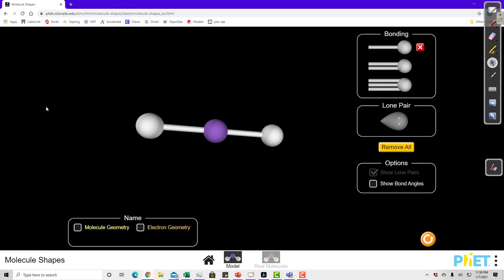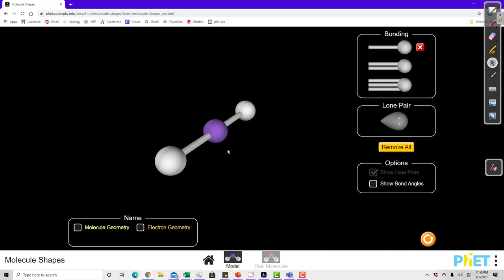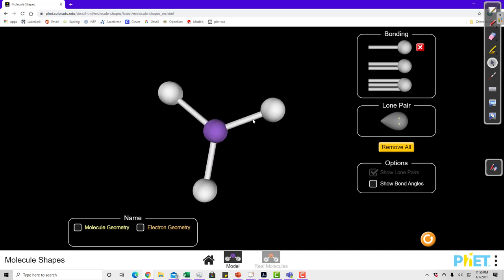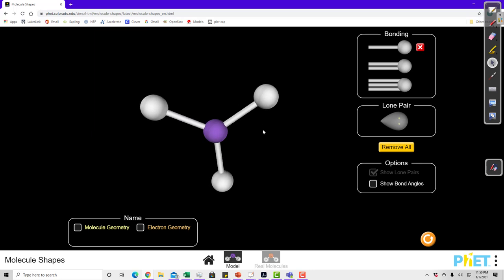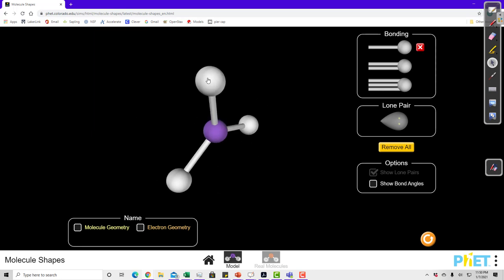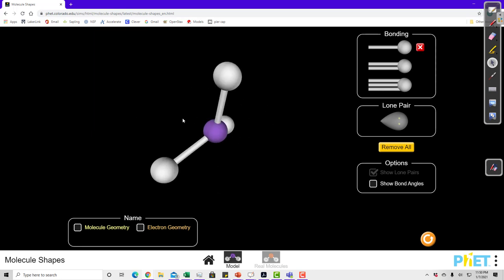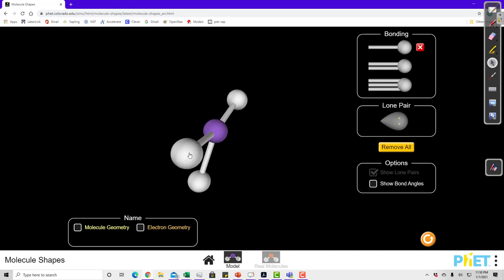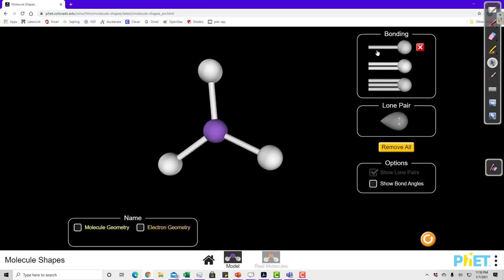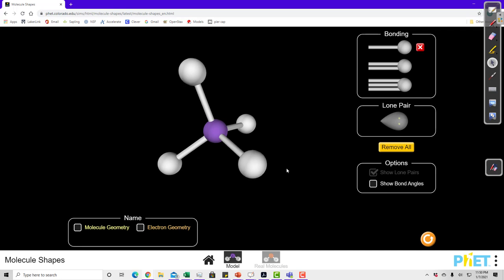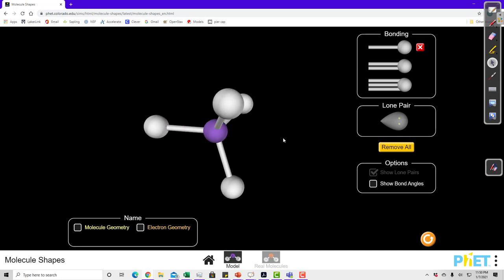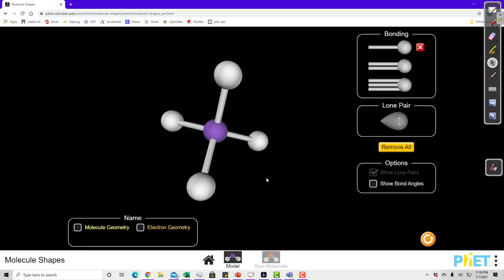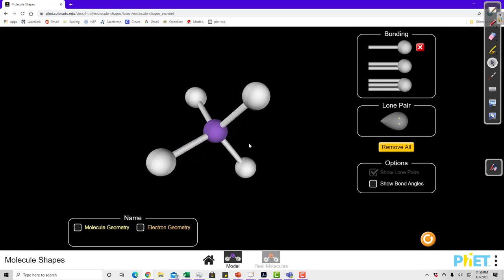So if I add another bond, right now they're 180 degrees apart, right? So this is a linear molecule. If I add another bond, now they try to get as far apart as they can. And as far apart as they can is 120 degrees. If I add another bond, now they're 109.5 degrees. They're trying to get as far away as possible. Look how far apart they're spreading.